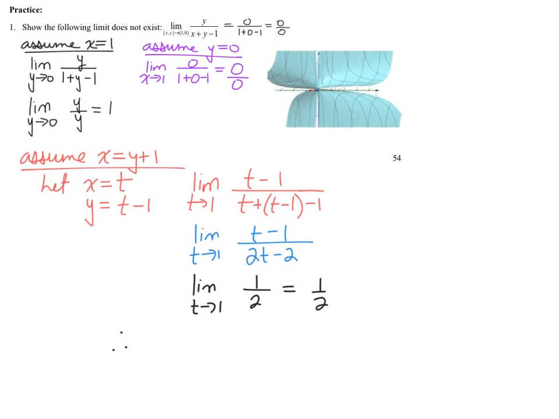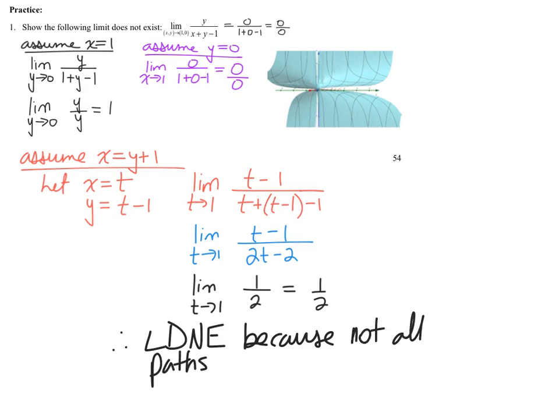Anyway, so therefore, the limit does not exist because not all paths lead to the same result. All right, not all paths lead to the same result. All right.